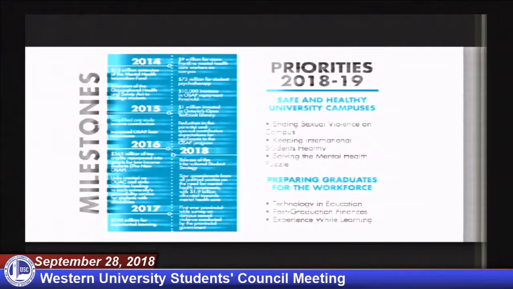And a few of our priorities for this year, we've put into two broad buckets, one being safe and healthy campuses, focusing on ending sexual violence on campus, a focus on international student health care, as well as continuing our conversations around mental health, and that post-secondary students are a unique population when it comes to addressing mental health in Ontario, as well as preparing graduates for the workforce. So we're talking about technology and education, we're talking about post-graduation finances, things like debt, as well as experience while learning.